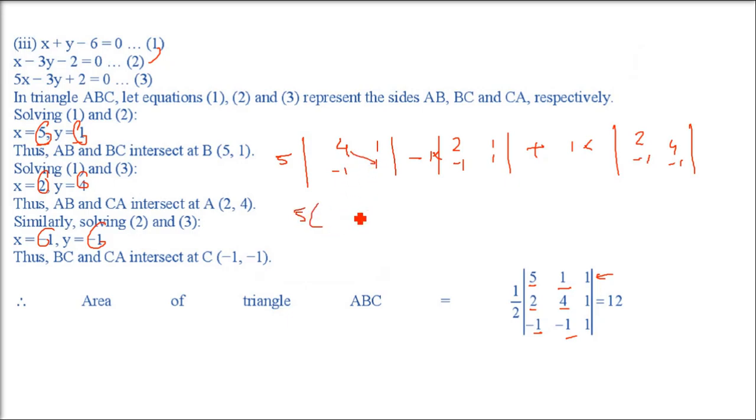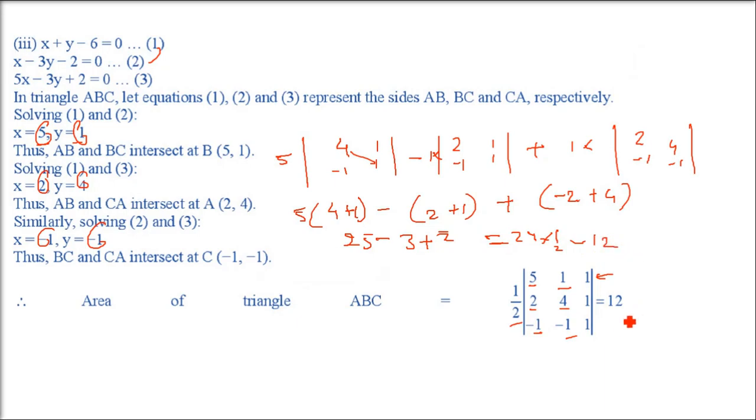So what do you get? 5 times 4 plus 1, 4 plus 1 minus 1 is there. So 2 minus or minus is plus, 2 plus 1, and then plus. This is minus 2, minus or minus is plus 4. So plus 4. So 5 into 5 is 25, minus 2 plus 1 is 3, and 4 minus 2 is 2, so it will be plus 2. So we have 25 minus 3 plus 2. So what do you get? 27 minus 3, 24. Now half is already there, so multiply this by half, you are going to get 12 as the result.